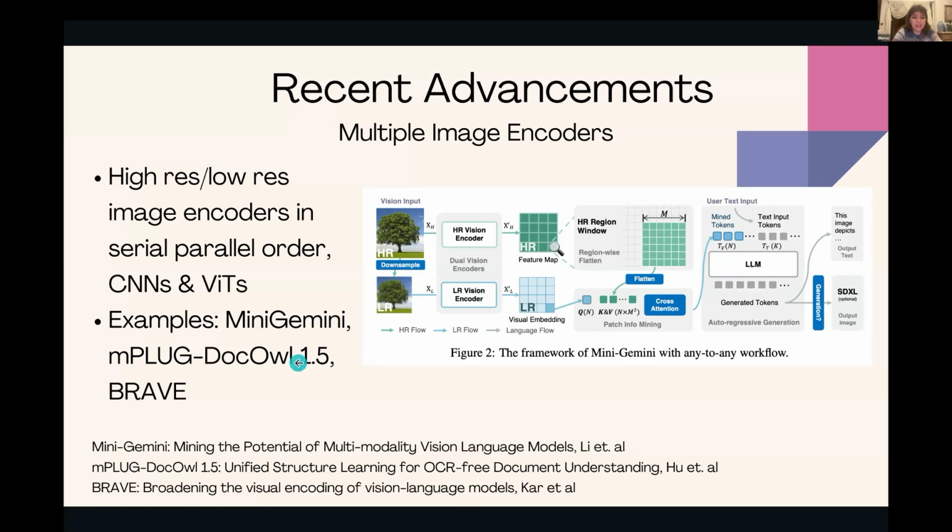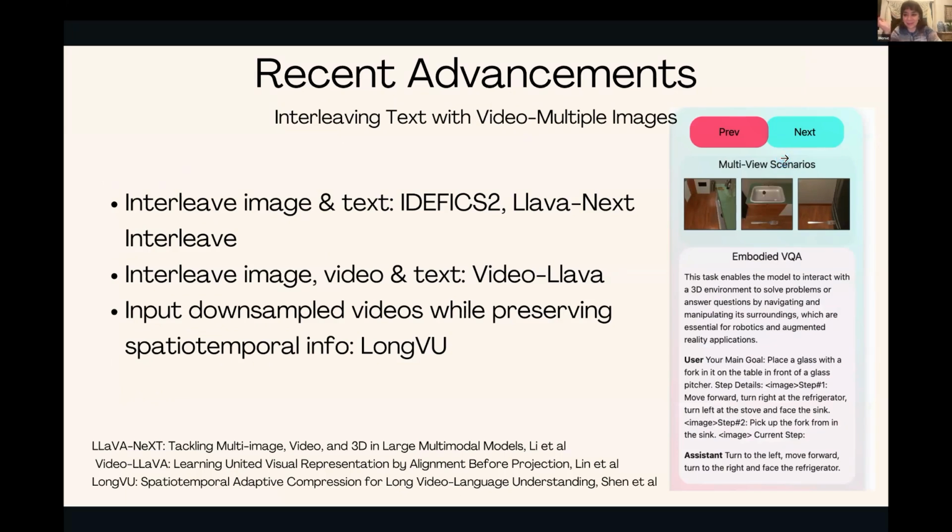And mPLUG-Owl is another cool model, which has two image encoders from what I remember, in serial. Here they are parallel, but I think that model had a serial setup. And then there was a separate module called H-Reducer, and then it was passing the output. And it was the best document understanding vision language model at some point, but not anymore. I will explain why.